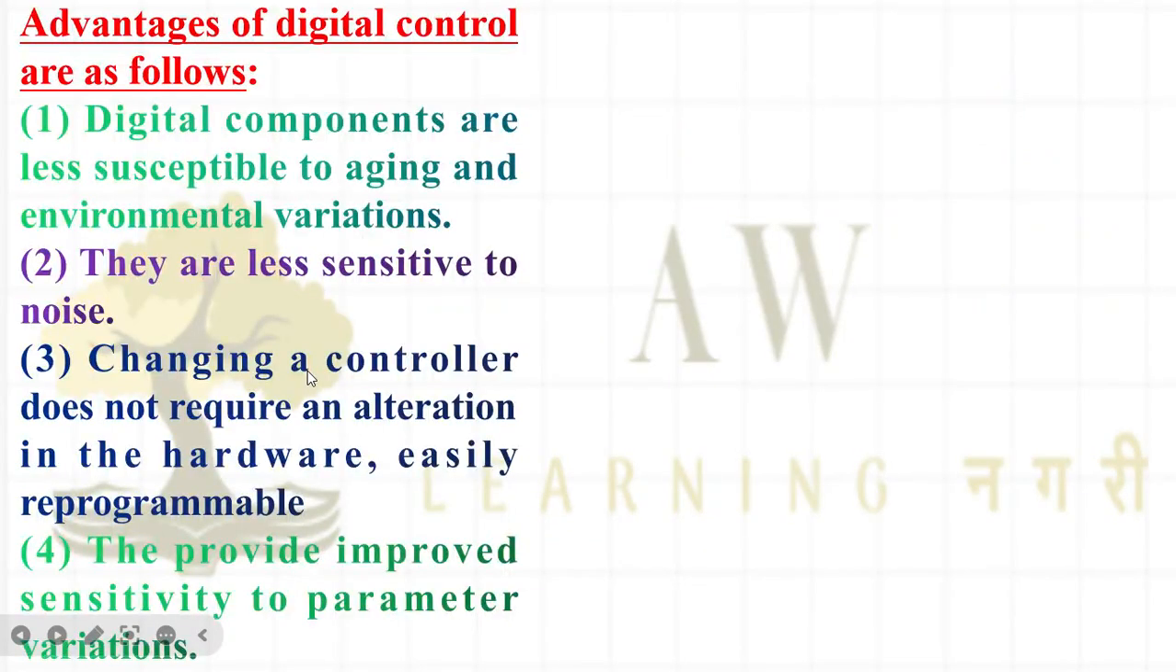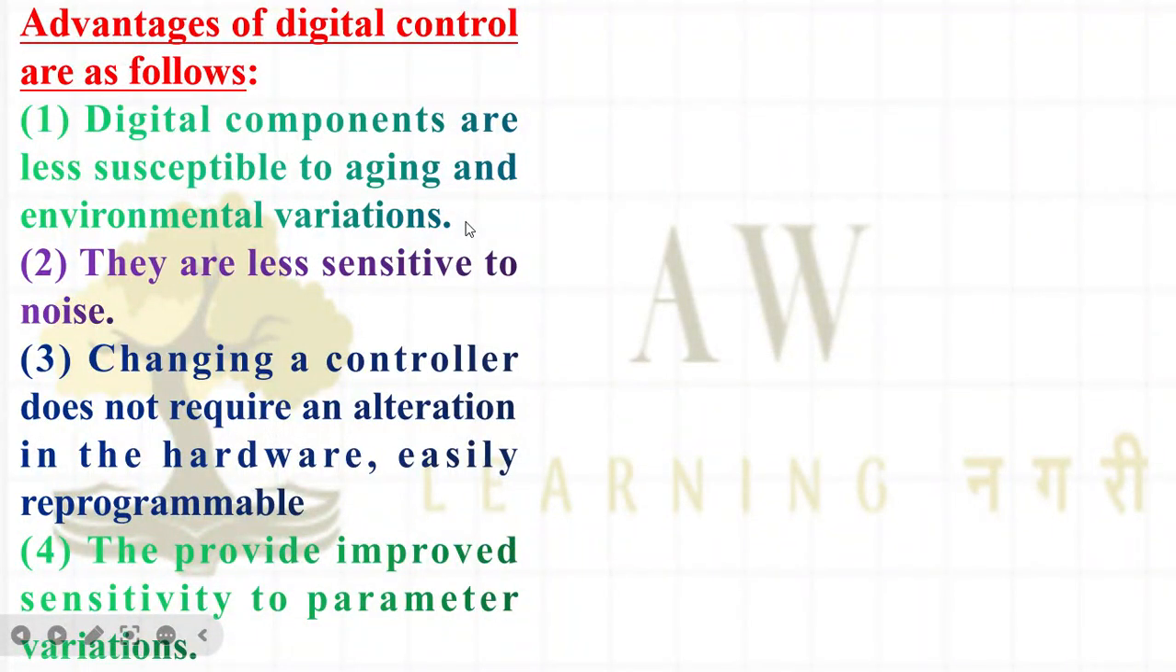So what are the advantages of digital control? Basically, digital control, if we implement it, is less susceptible to aging and environmental variation. Everything is inside one single controller. It is just a game of numbers. Just change the number and that's it, we don't have to do anything. Only the chip is a physical component, apart from this there is nothing physical as such. The only thing is coding and the algorithm we have to write.